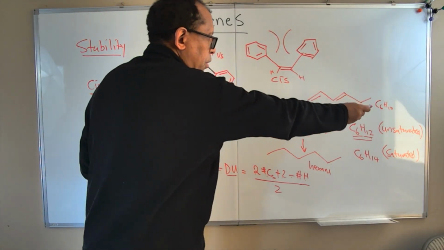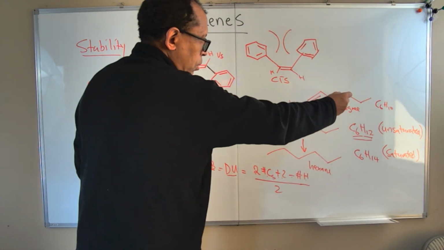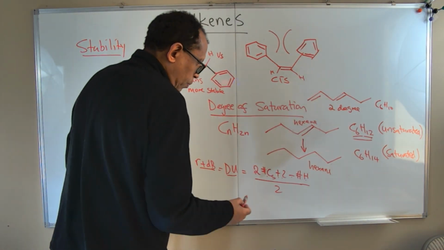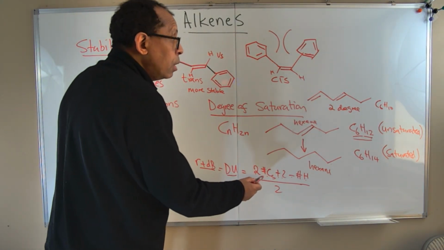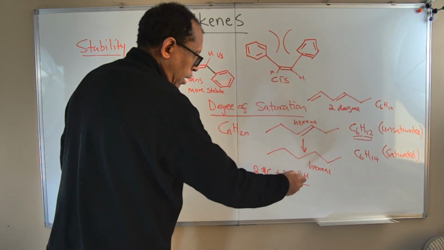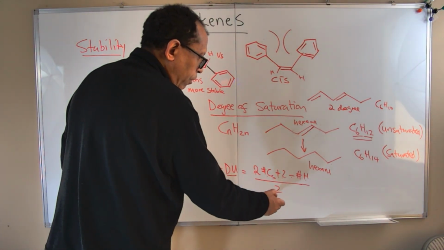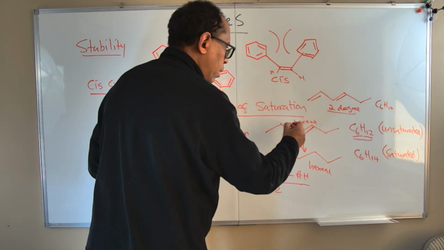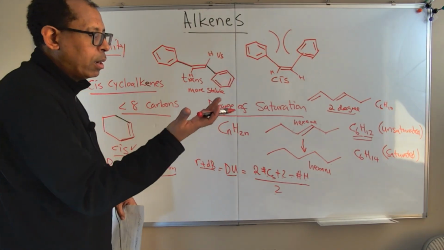For example, for C6H10, which has 2 degrees of unsaturation, we can calculate C6, that is 2 times 6, 12. 12 plus 2 is 14. 14 minus 10 is 4. 4 over 2 is 2. So there are 2 degrees of unsaturation. Here, 1 degree of unsaturation, one double bond.